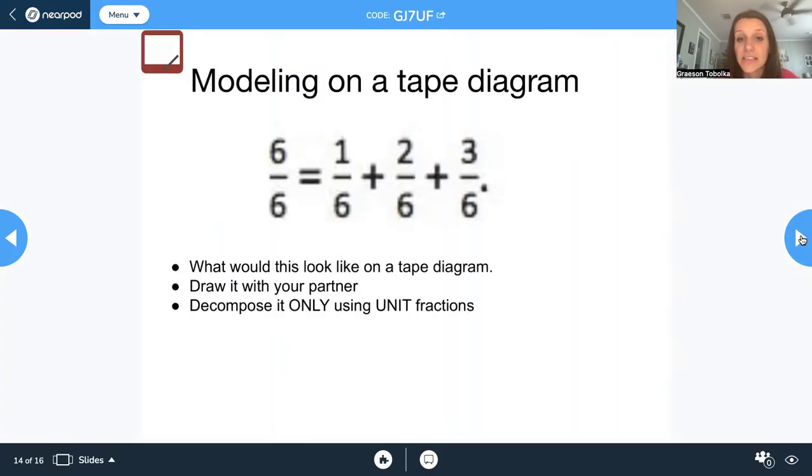So here they're asking you to make the tape diagram. So let's try that here. We're going to make sixths because that is what our denominator is broken into. So I'm going to break it into 1, 2, 3, 4, 5, 6. And all of that equals one whole. Okay. And each sixth is going to be, they want us to do 1/6.